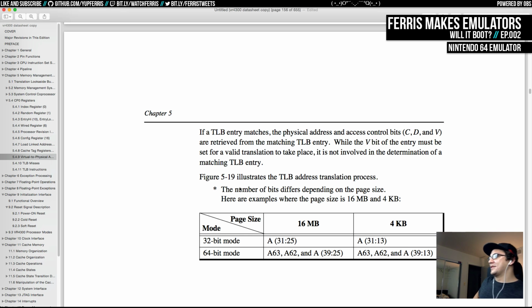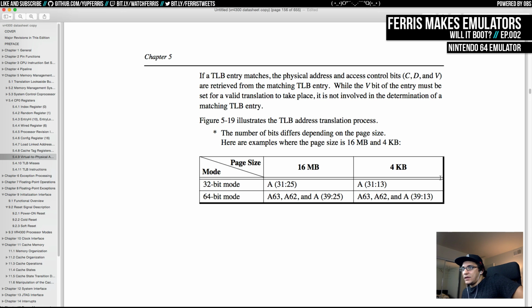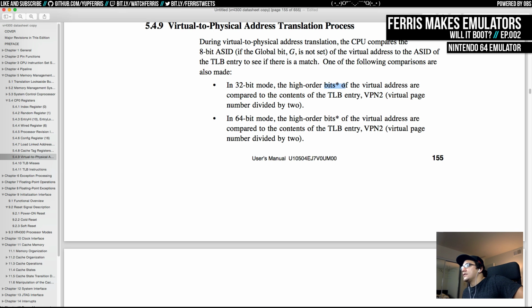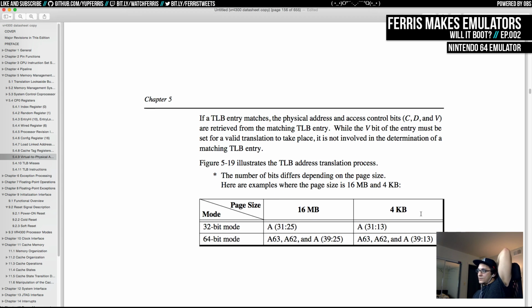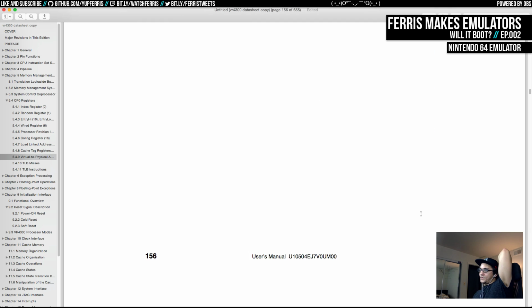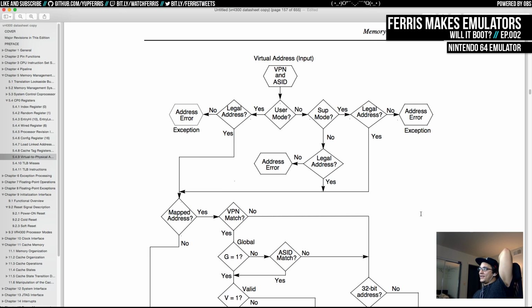TJS is just giving more good warnings. If a TLB entry matches the physical address and access control bits, C, D, and V are retrieved from the matching TLB entry. While the V bit of the entry must be set for a valid translation to take place, it is not involved in the determination of a matching TLB entry. Figure 5-19 will illustrate the process. Okay, that's why it wrote this twice with stars. The number of bits differ depending on the page size. Interesting. It couldn't be simple.